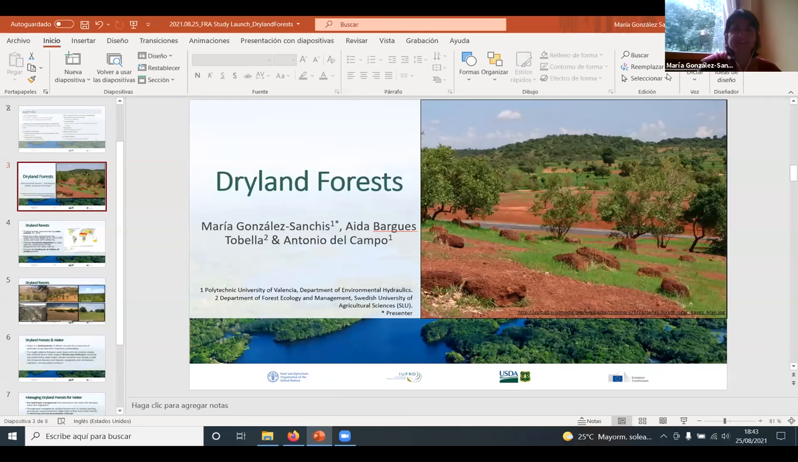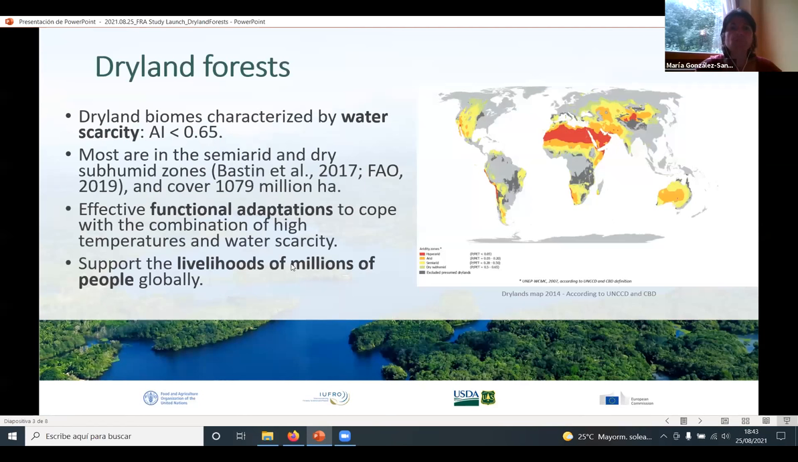Thank you. Hello, everyone. This chapter talks about dryland forests. So first of all, what's a dryland? Drylands are biomes that are characterized by water scarcity, which means an aridity index below 0.65, which is the ratio between precipitation and potential evapotranspiration. These biomes cover around 41% of Earth's land surface.